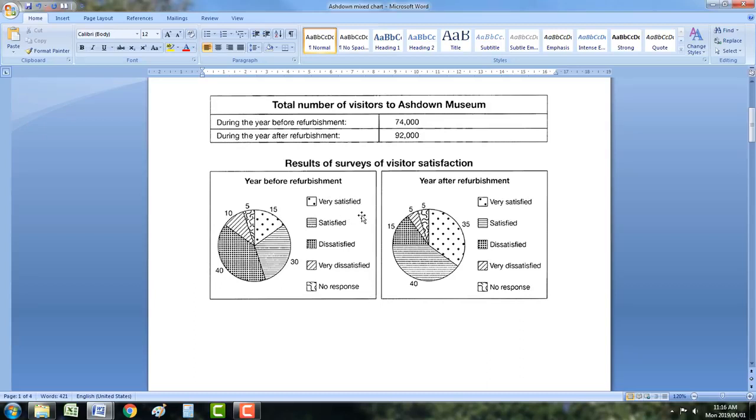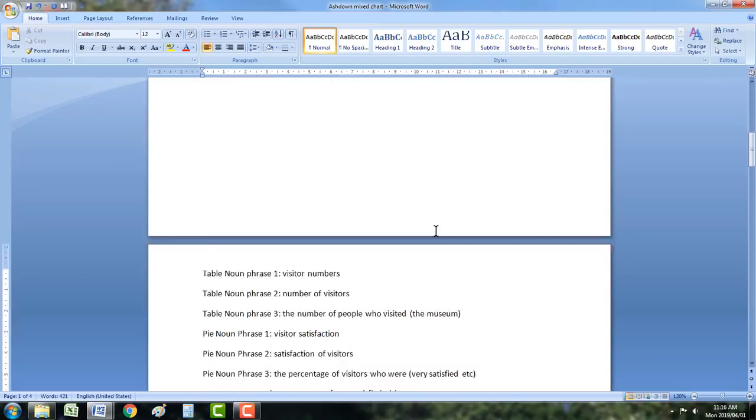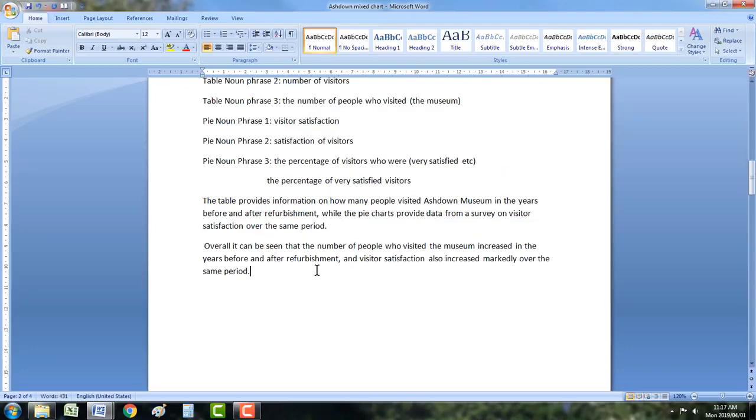So the satisfaction increased, the dissatisfaction decreased, so that means overall the satisfaction increased. So I think I'll just use this noun phrase 1. And visitor satisfaction increased. But because I said increased over here, I should put also over there. It just makes it sound better. You don't say this increased and this increased. It's better to say this increased and this also increased. And let's throw in one of our adverbs. Now I've mentioned the period there, so I can say over the same period. And that's all it is. It's just 2 separate overviews.